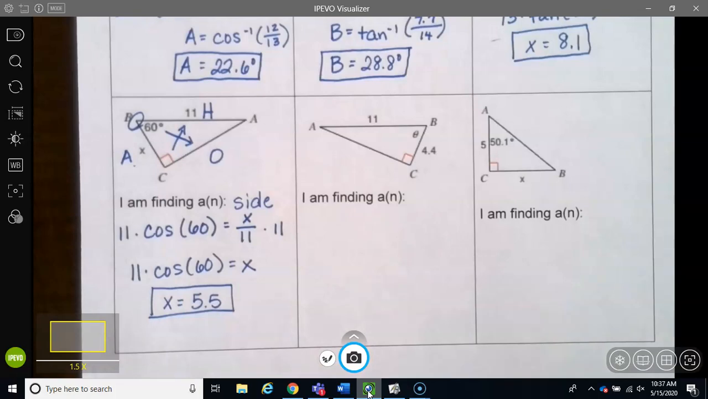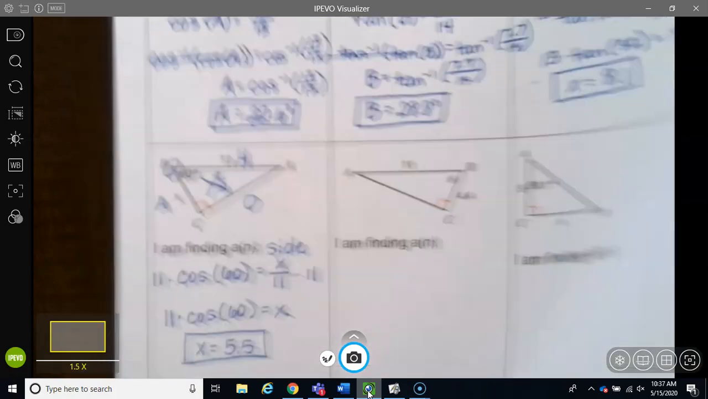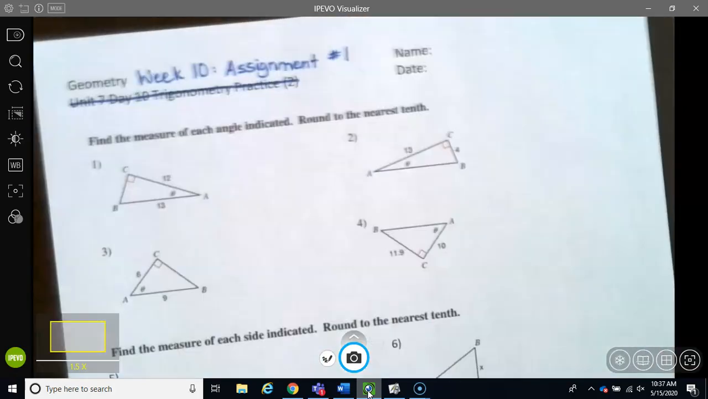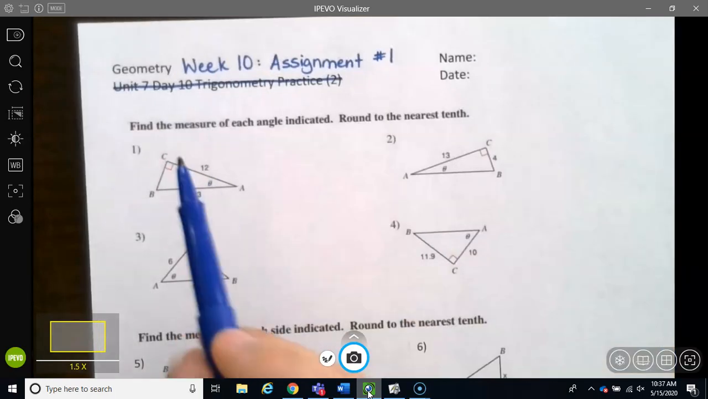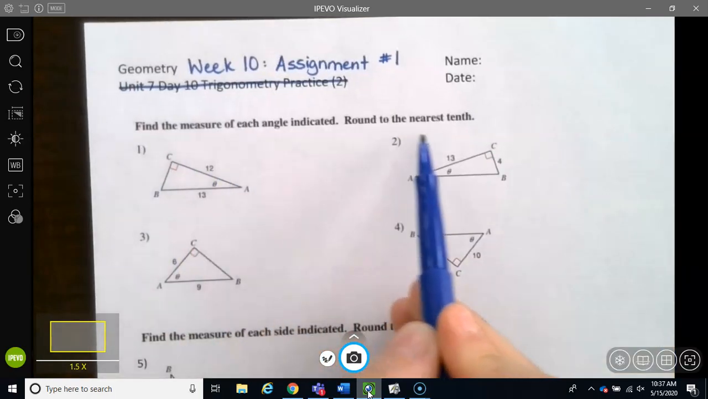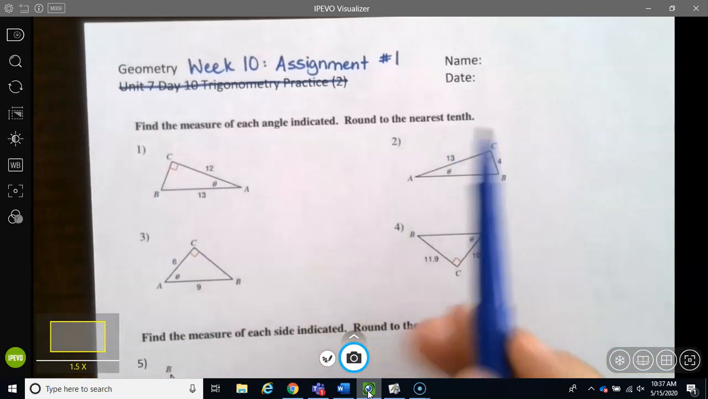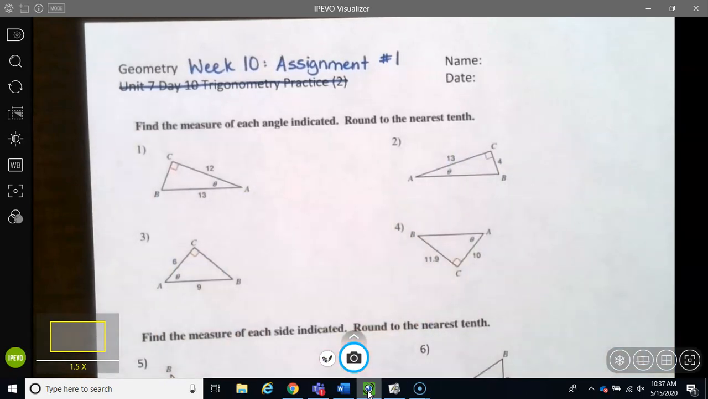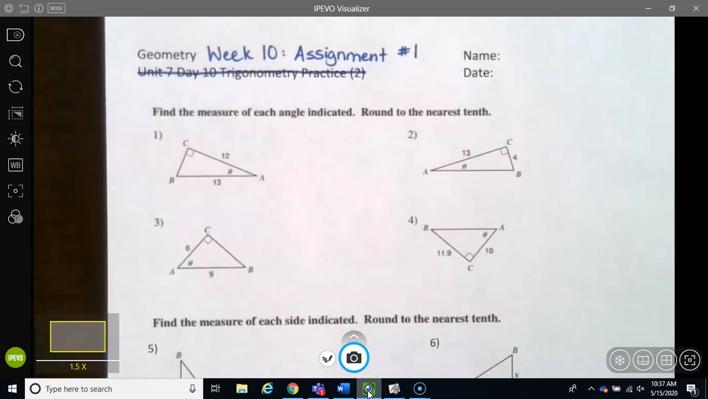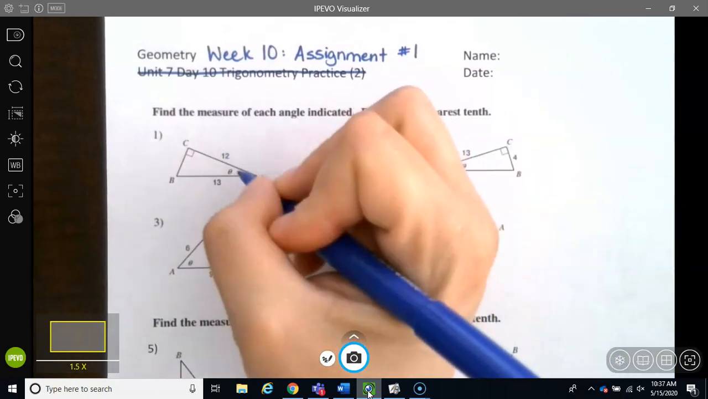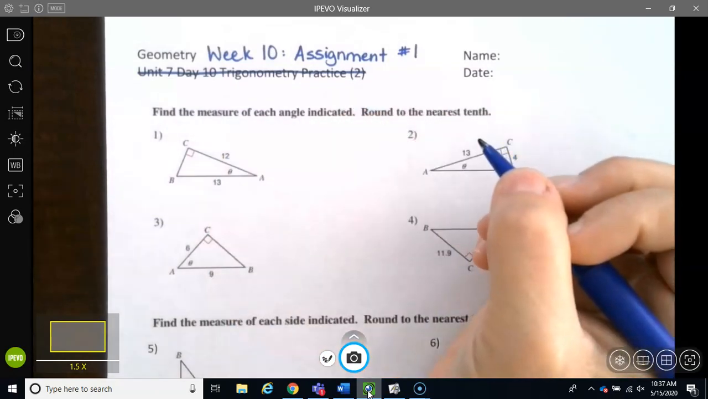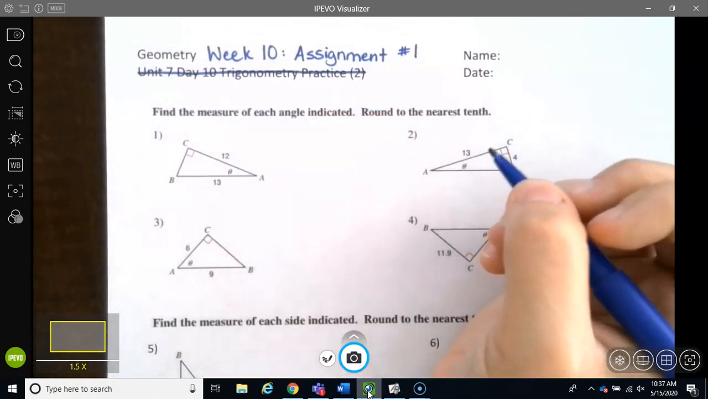All right. So, based on those notes, I would like you to do this first assignment, and it tells you to round to the nearest tenth for all these answers. On this first set, it says find the measure of each angle indicated, round to the nearest tenth. So I'm going to do one of each of these problems on your assignment to get you started, and then you can do the rest on your own. All right. And this is probably going to be kind of a lengthy video.